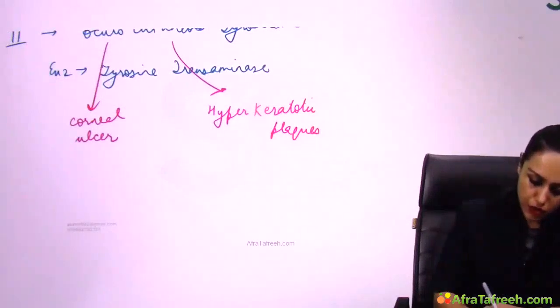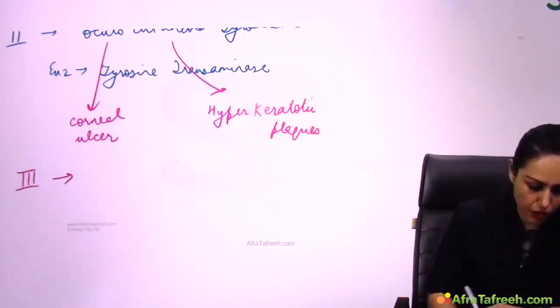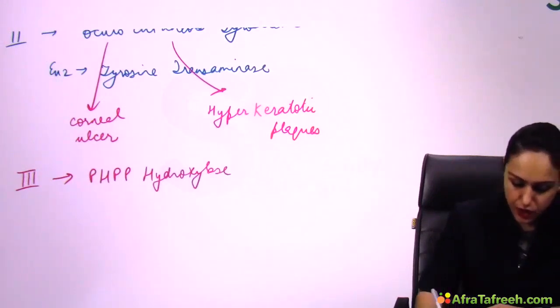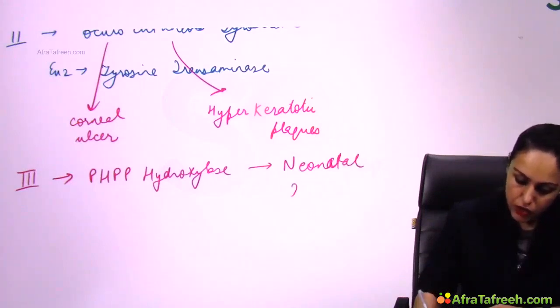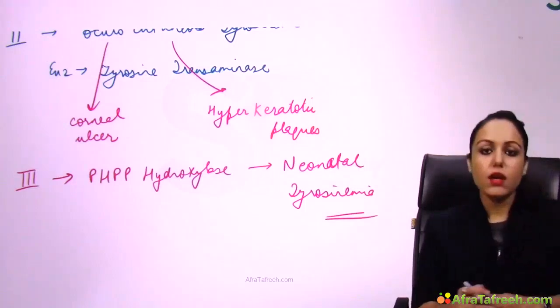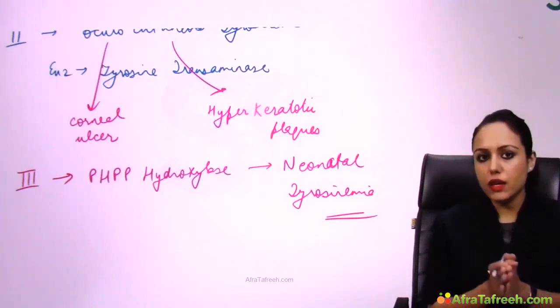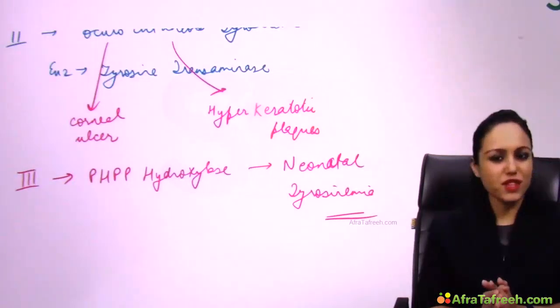Now type 3 tyrosinemia is because of deficiency of the enzyme PHPP hydroxylase, and this is also known as neonatal tyrosinemia, right? So we are done with tyrosinemias, and we are done with these 2 amino acids, phenylalanine and tyrosine metabolism, right? This is it. Thanks for watching.